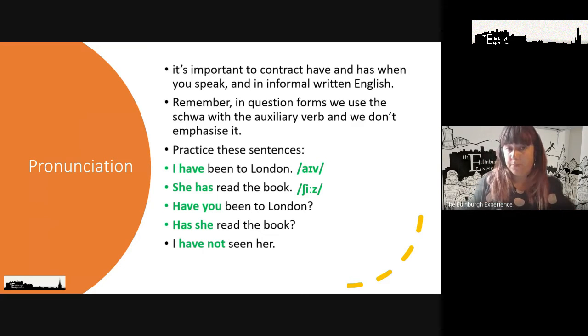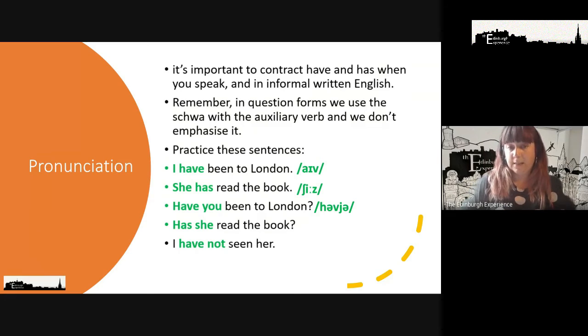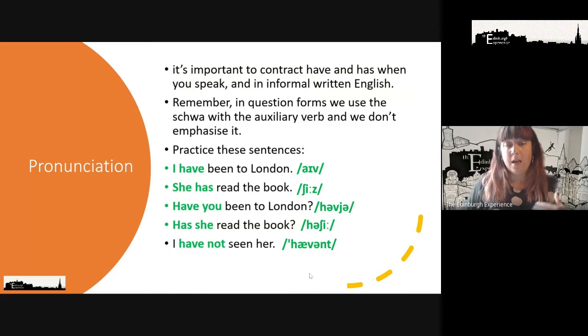She's read the book. Have you been to London will become have you, okay? But again, the block of sound. Have you been to London? Has she will become has she, yeah? Has she read? Has she read the book? And finally, I have not seen her becomes haven't. I haven't seen her. Okay.